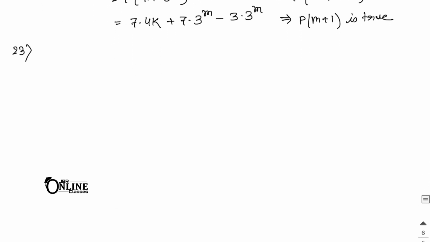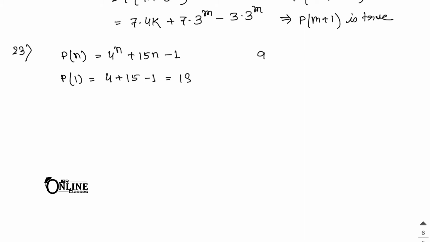Now sum number 23. In sum number 23, let Pn equal 4 to the power n plus 15n minus 1, which is divisible by 9. Then for P1, it will be 4 plus 15 minus 1. That is 19 minus 1, it's 18. So 18 is definitely divisible by 9. That means P1 is true.